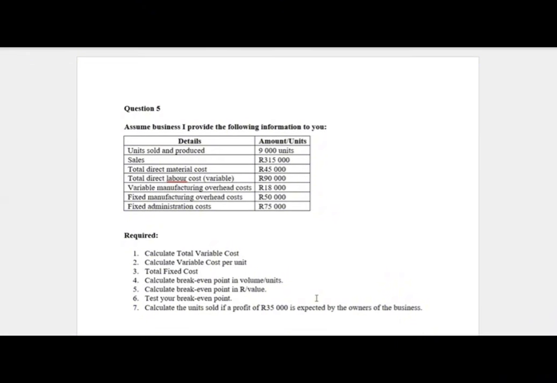All right, and then number one, you are required to calculate the total variable cost. Number two, variable cost per unit. Number three, total fixed cost. Number four, calculate the break-even point in volume or units. Number five, calculate the break-even point in rand value. Number six, test your break-even point. Number seven, calculate the units sold if a profit of 35,000 rand is expected by the owners of the business. So that's what we are going to do right now.